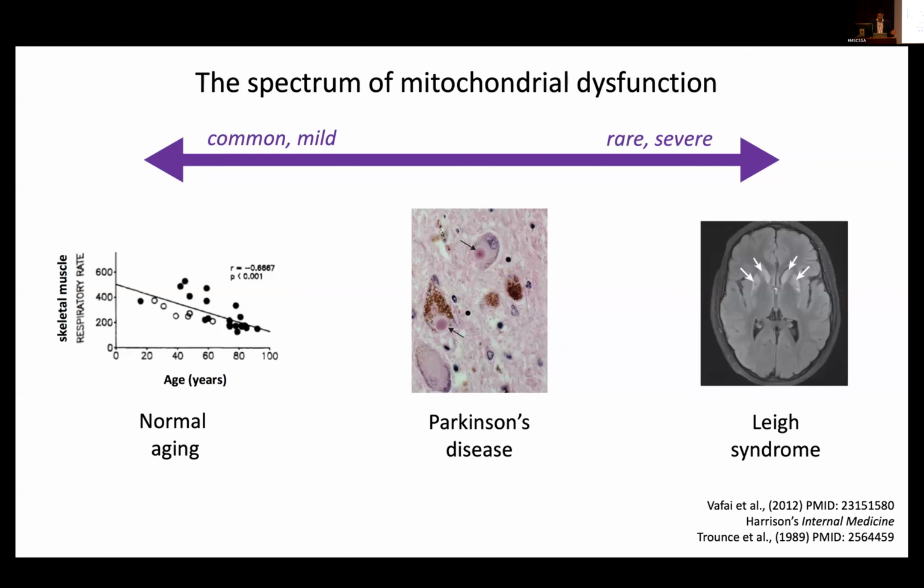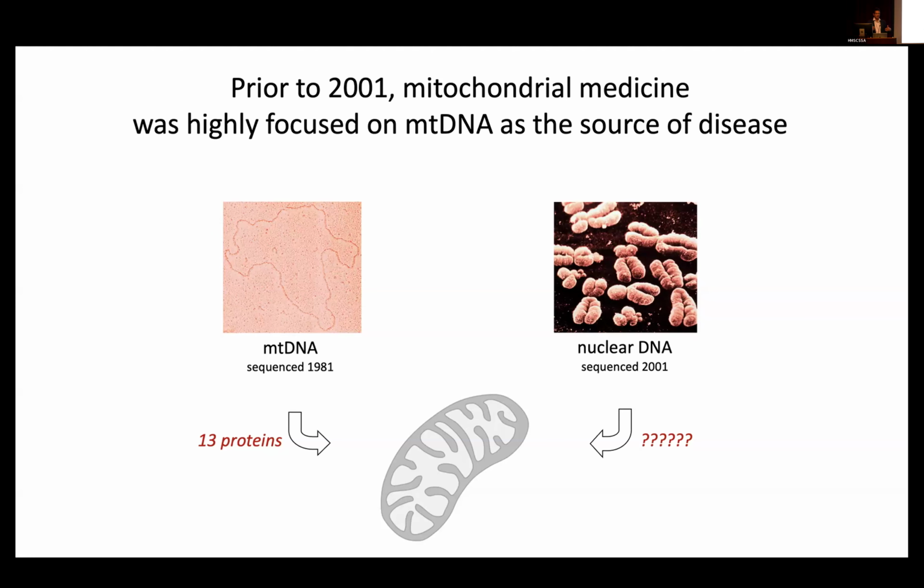For those of you that are clinically trained, you know that if ever there's a boards exam question about mitochondria, the answer is always maternal inheritance. But the mtDNA only encodes 13 proteins total. And 2001 is also the year that the human genome was coming online.